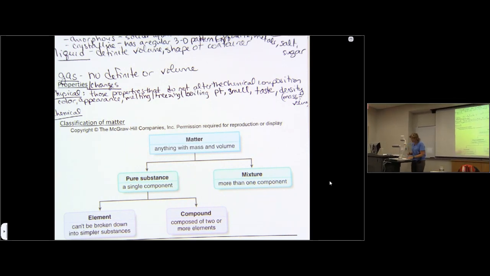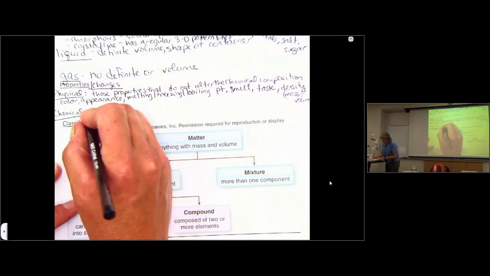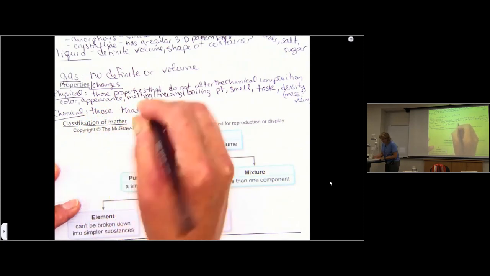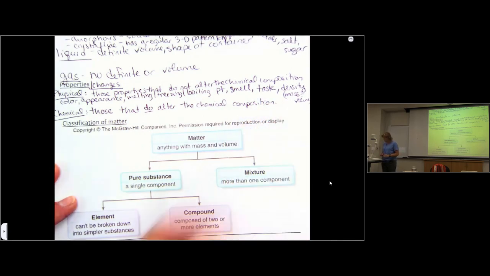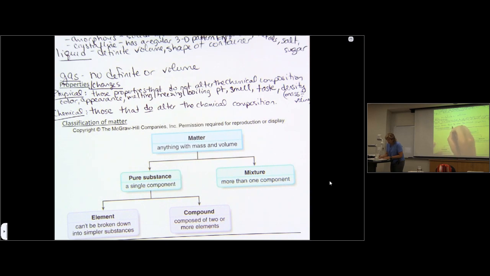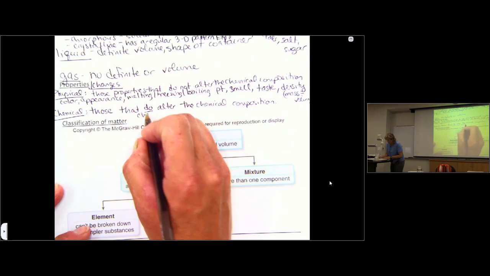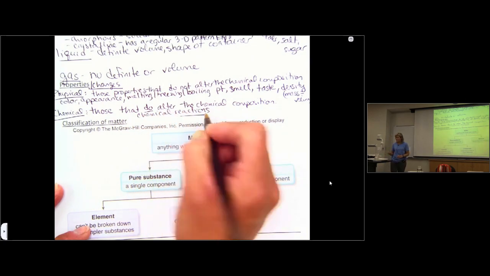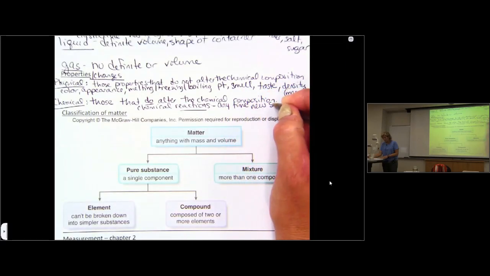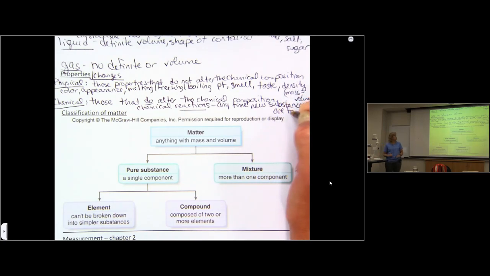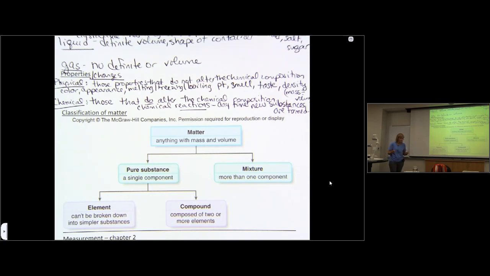Chemical properties are different. Chemical properties are those that do alter the chemical composition. They are the properties that do alter the chemical composition. You will notice and observe chemical properties when you have chemical reactions. Anytime new substances are formed, you are observing chemical changes or you are experiencing chemical properties. So, give you an example of that. Sodium, when placed in water, has a violent reaction, and sodium hydroxide and hydrogen gas are formed. That's a chemical property of sodium and a chemical property of water.